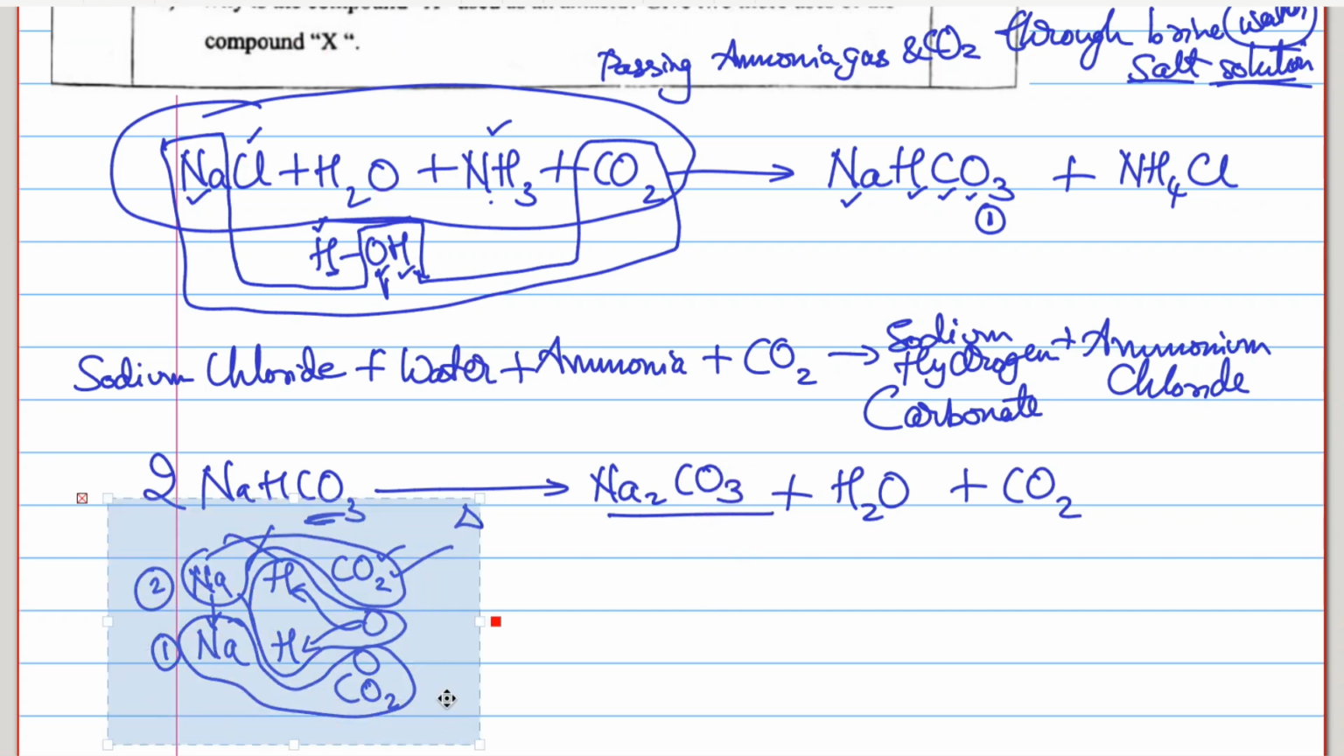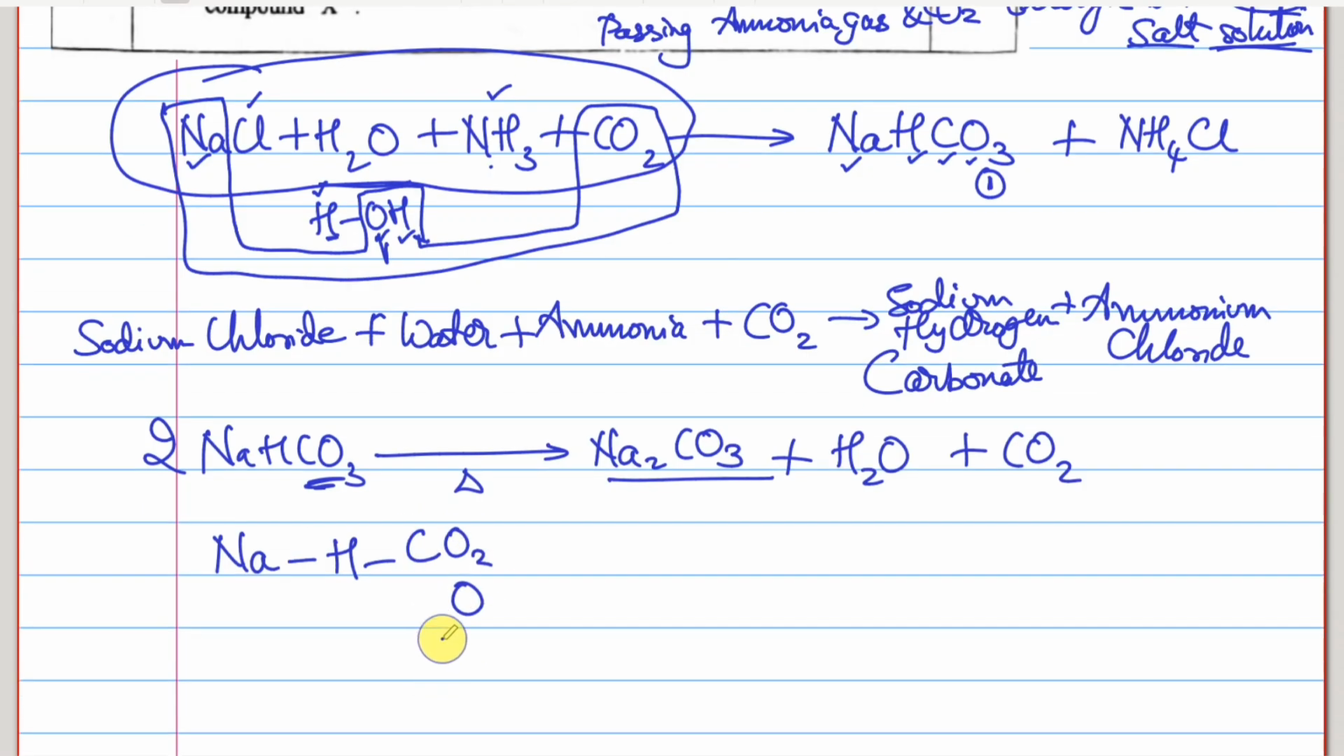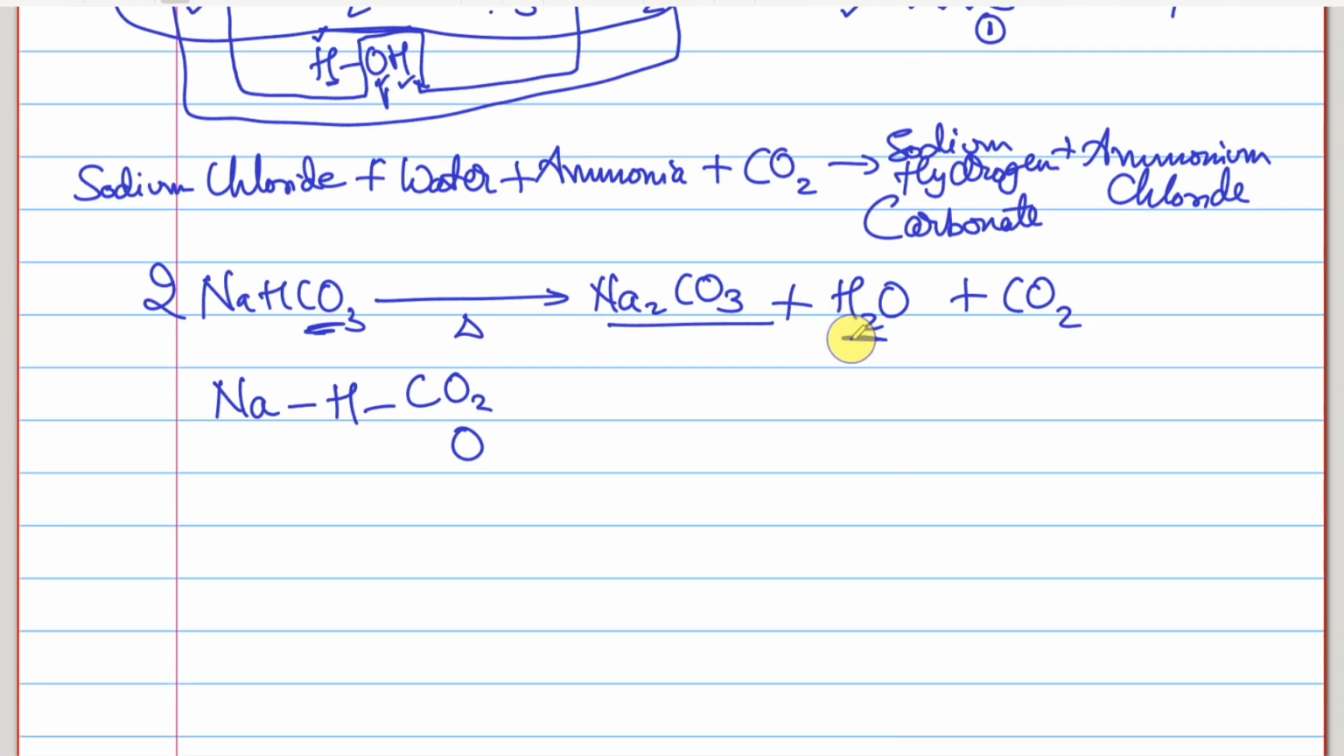Let me repeat it again, this was not clear enough. Na has one H and it has carbonate. Carbonate has CO2 and one O, right? But we need to form H2O, and we have just one H. So we'll need another molecule of NaHCO3, and that CO3 will again have CO2 and O, right? Now to form water, we need H2O, so H2 and one of the O's went away. So H2O got formed.